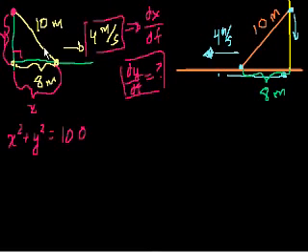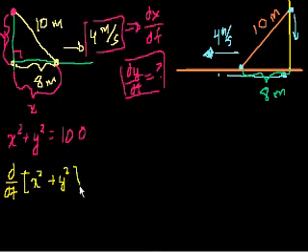So I know that seems very complicated, but essentially all we do is we take the derivative of both sides of this equation with respect to time. So let's do that. Let's take the derivative with respect to time of x squared plus y squared equals 100, and we have to do it to both sides of this equation.